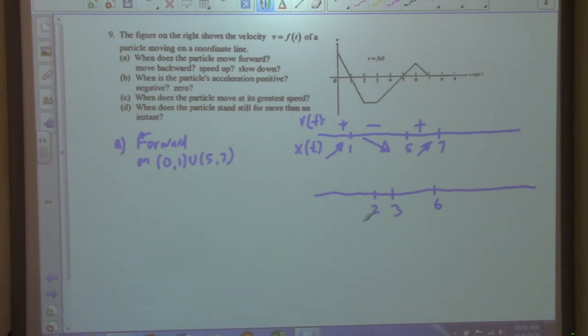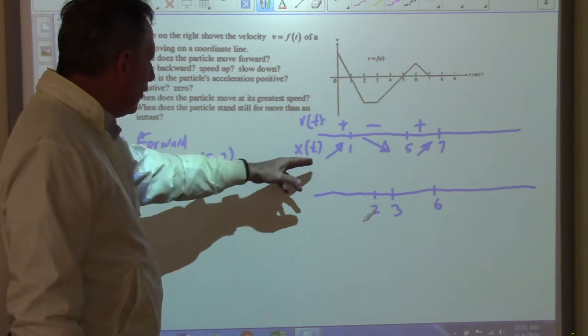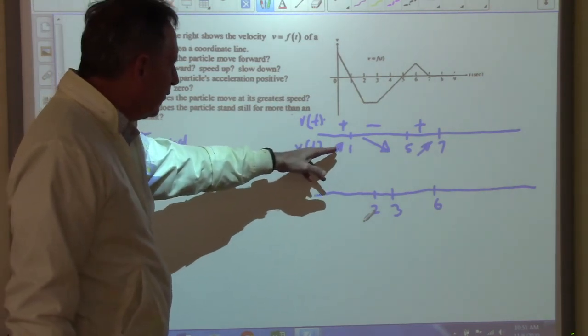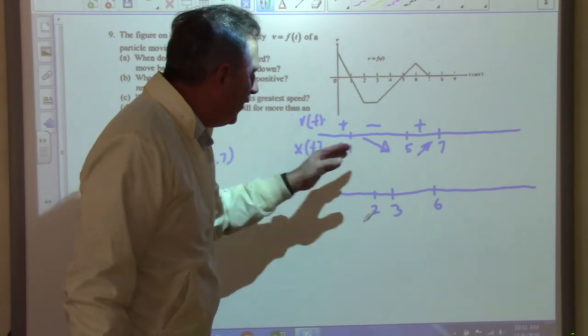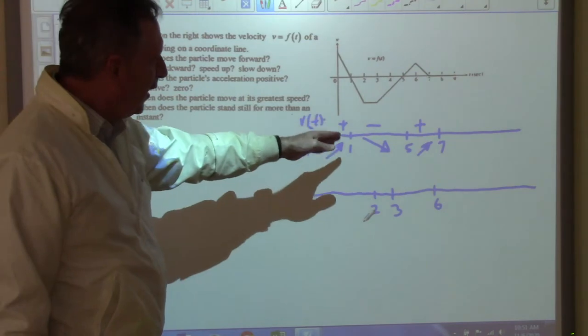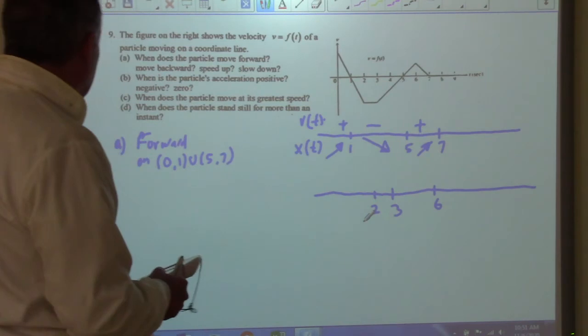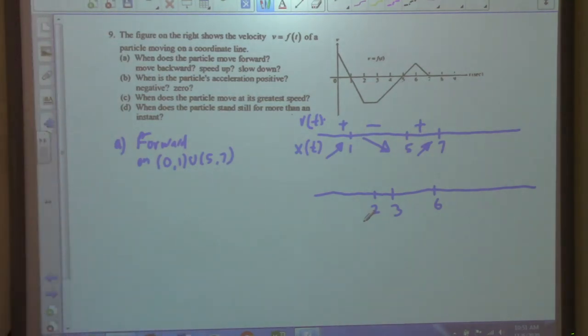Just looking at the signs themselves tells you that, but below that is where you see the visual graphical representation of what the plus sign is. So you can connect the plus signs with the function going up, and the negative sign with the function going down. Now, when does the particle move backwards?